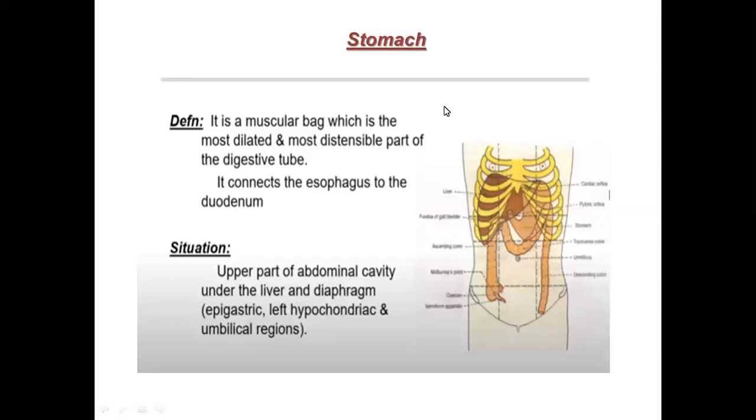Yes, excellent. The stomach is not located in one of the specific quadrants. As Deebalina told us, it's located in the epigastrium, the left hypochondrium region, as well as the umbilical region. So this is the anatomical location of the stomach.